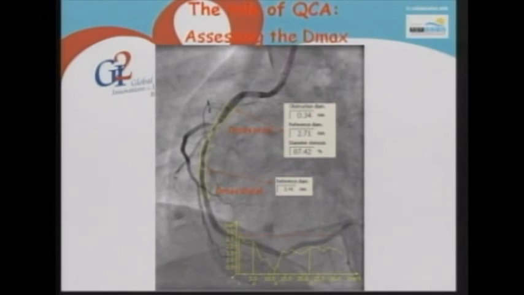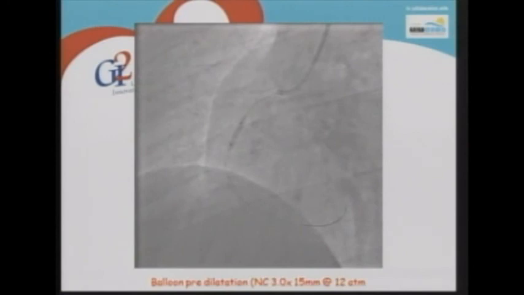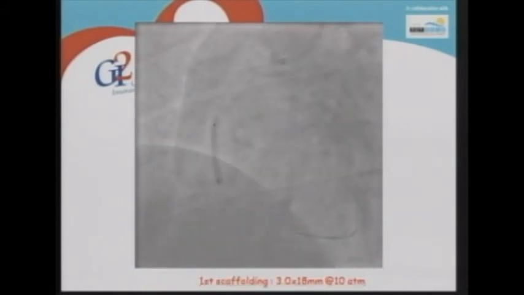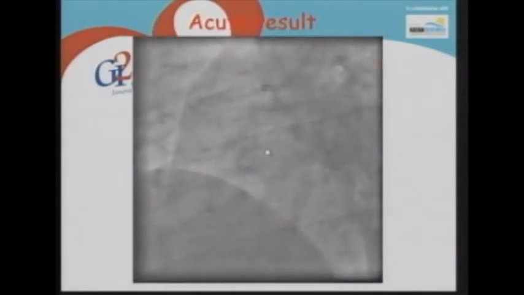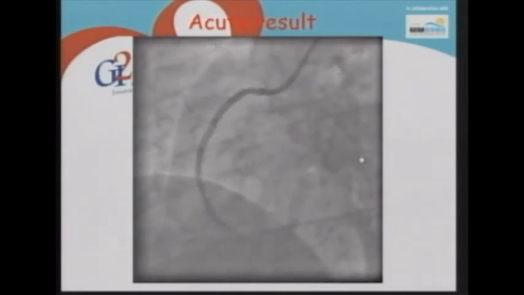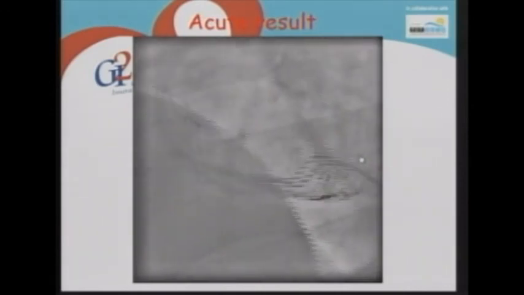As suggested, we did a somewhat more aggressive pre-dilation with a non-compliant 3.0 by 15 balloon at 12 atmospheres. Then we implanted the first scaffold, from distal to proximal, a 3.0 by 18 at 10 atmospheres. The second scaffold, with overlapping, was also 3.0 by 18 at 10 atmospheres. We used the same balloon to post-dilate, and this is the final result.